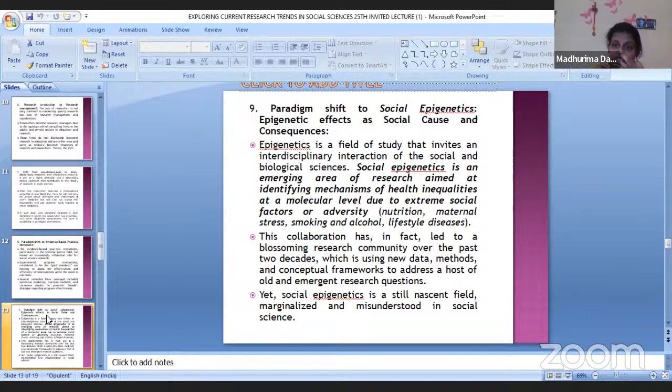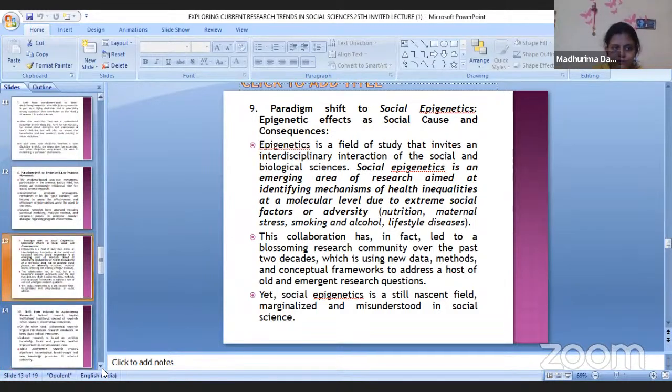And this social epigenetics is a very marginalized field because hardly any research has been carried out in our country. There has been research carried out abroad, but not in our country. And that is why new data, new methods, and frameworks are used to understand the concept of social epigenetics. Social epigenetics is also used to understand concepts like yoga, because yoga helps to keep our physical and mental fitness. So that is why social epigenetics plays a very important role.